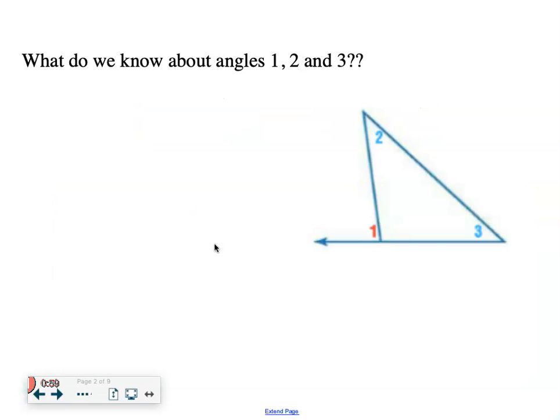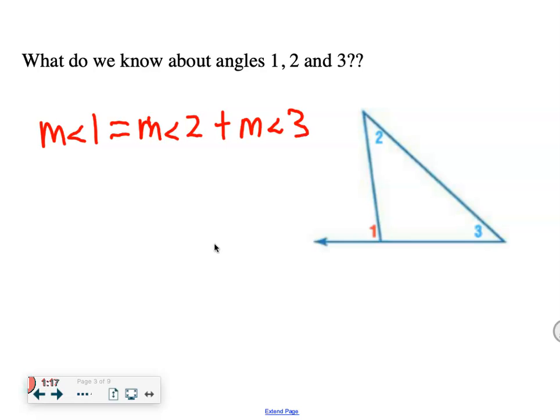What do we know between angles 1, 2, and 3? What relationship exists? 2 plus 3 equals 1. Will you write that for me? The measure of angle 1 equals the measure of angle 2 plus the measure of angle 3. Now what's an inequality we could write about that? Measure 1 is greater than measure 2 plus measure 3? No, well, it's equal to those.